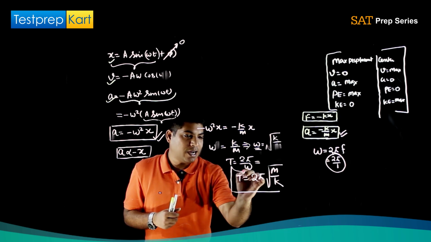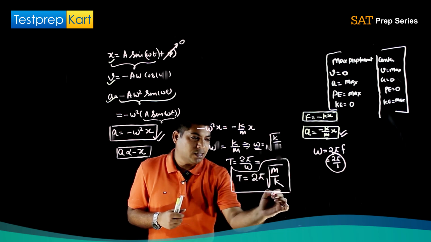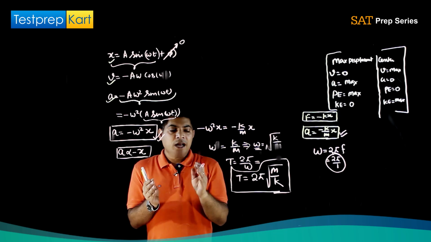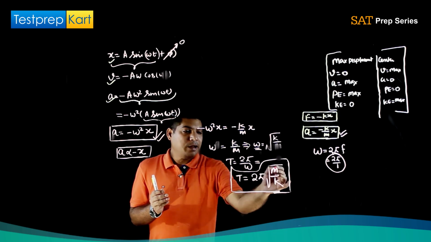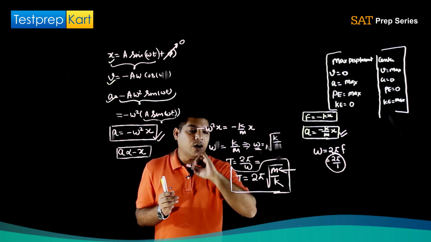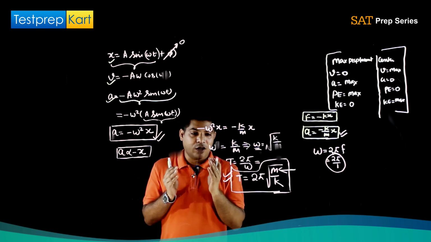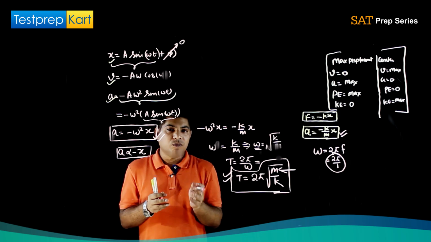So from here we can draw a conclusion that the time period of an object in a spring arrangement will be dependent on the mass of the object. So this is the expression for the time period of an object under simple harmonic motion.